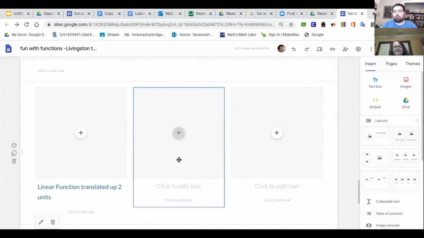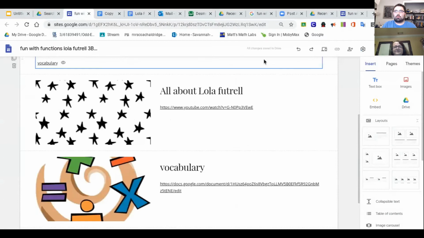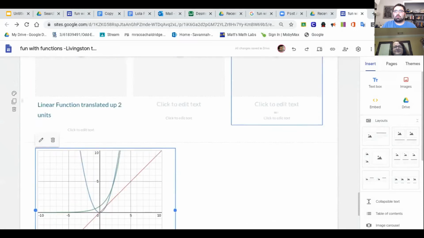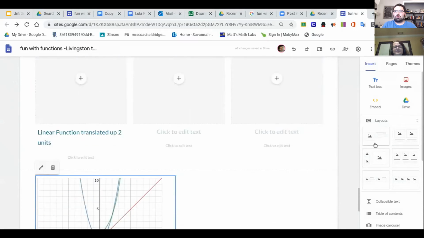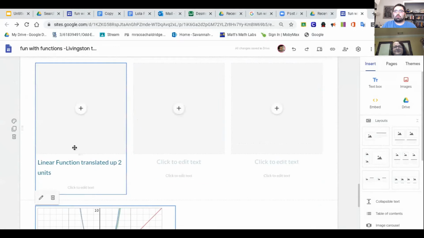Now if you go back to the rubric, it says to do B, explain vertical translations. So we want to create 3 vertical translations using 3 parent graphs and describe the change of the graph. Here we go. You could pick this layout here, since this one has 3, so I selected that, and linear translation. So I can then go over here to Desmos again.